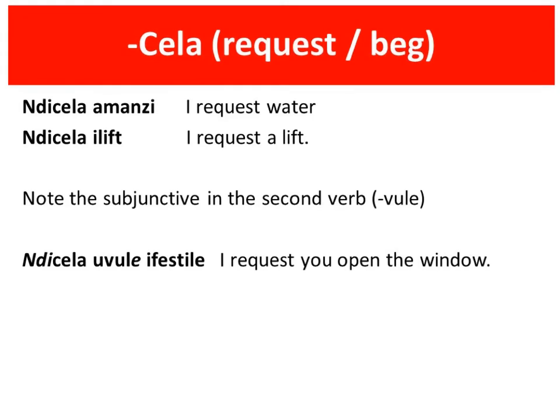Our second construct we've come across before, and that is the verb Cela, which means request or beg. It's also a way to ask for things politely when you want somebody to give you something. So the examples that you're already familiar with there is ndicela amanzi, I request water, or ndicela ilift, I request a lift. But note that if you are asking for an action after the cela, so there's going to be a second verb in that sentence, that second verb will end on an e.